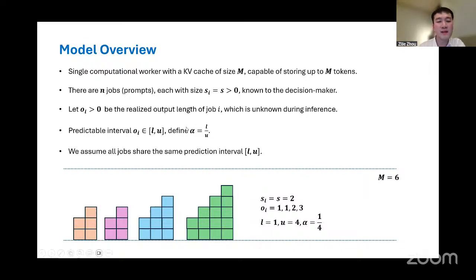And then we define this alpha equal to L divided by U. And by the way, in this work, if we want to get some theoretical results, we have to assume all of these prefill sizes are the same.